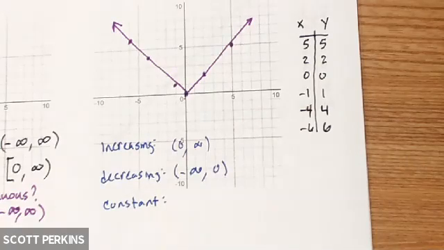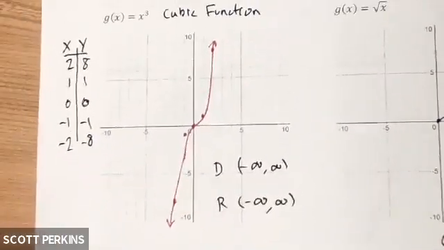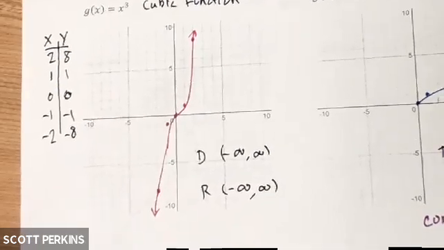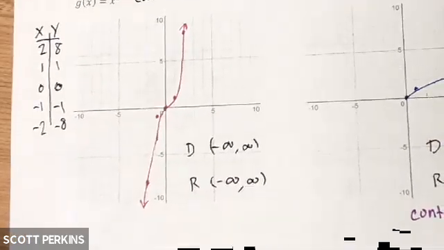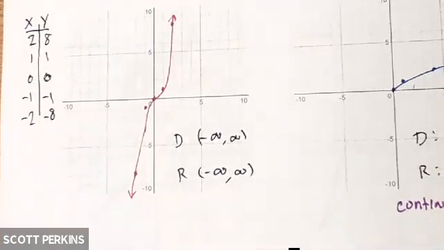One more example. Do the same thing for the cubic function. In fact, you might just answer the question, what is it doing and where? But you can write down increasing, decreasing, and constant.